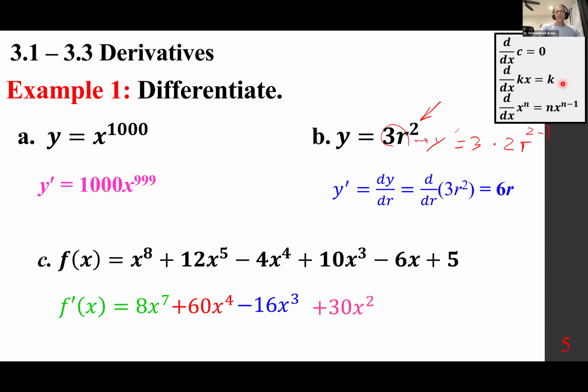Minus 6x: the derivative of kx is k, so minus 6. And 5, any constant, the derivative is 0. So minus 6, and we are done. So basically, we are using the differentiation rules. Extremely simple.